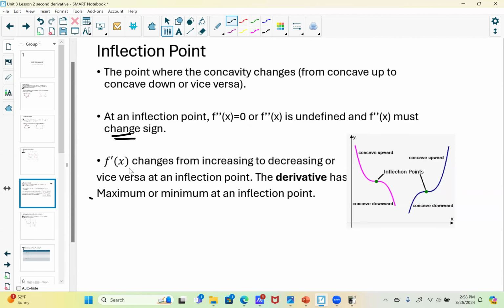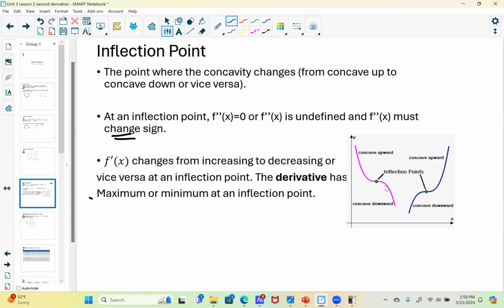The derivative will change from increasing to decreasing or vice versa at an inflection point. The derivative has a max or a min at an inflection point. Okay, now in this class, we're not going to talk too much about the derivative and concavity. We're going to mostly focus on the original function and the concavity. But these are inflection points.